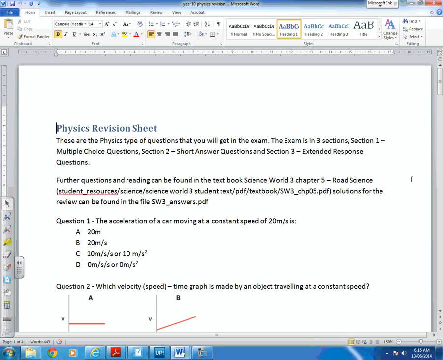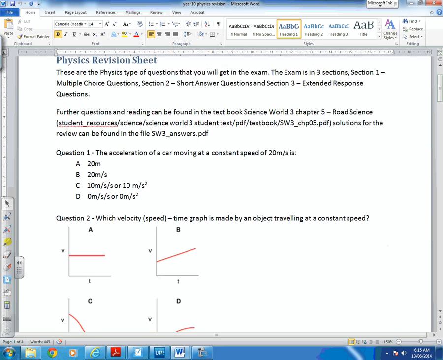Okay, let's go through the physics exam, physics revision sheet results. Again, I want to highlight the fact that if you grab the 3 chapters from the Science World textbook and have a look at the review questions, that will significantly advantage you in doing the exam.